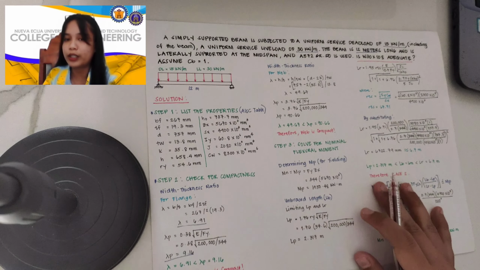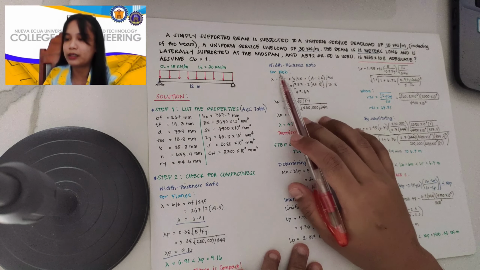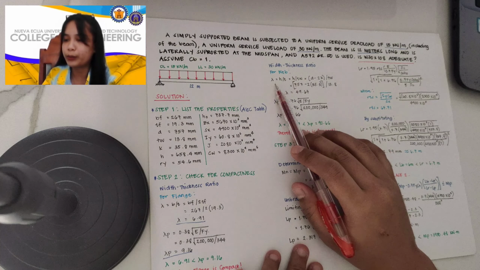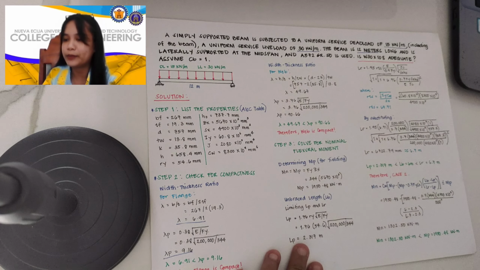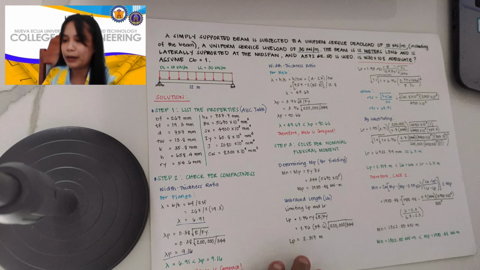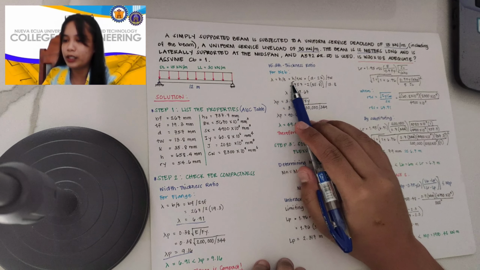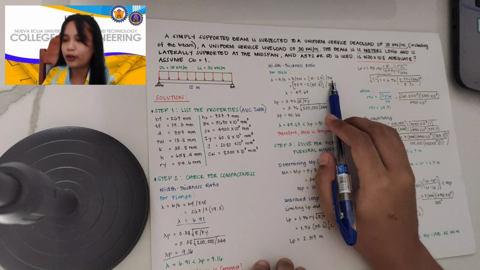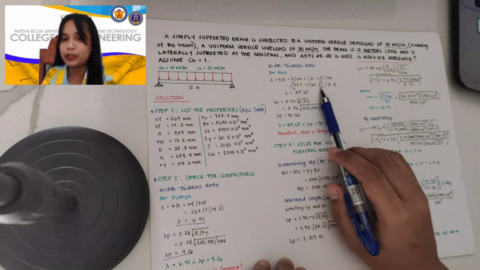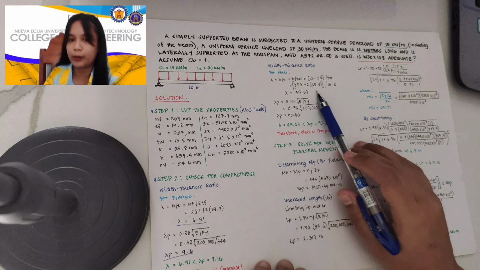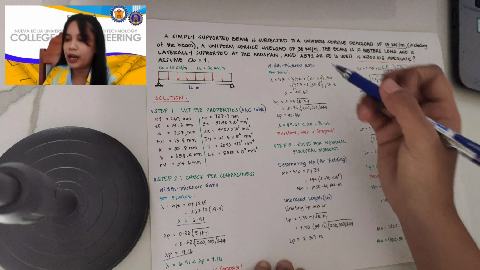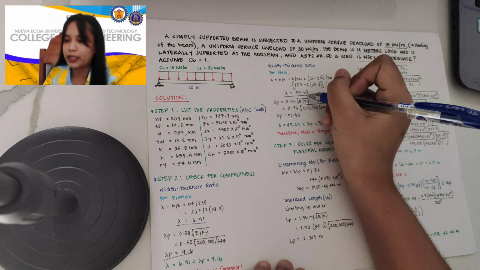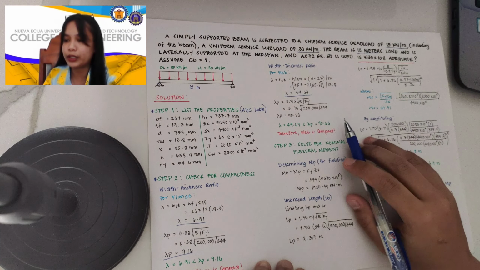So for the stiffened elements, which is the web, for width thickness ratio of web, lambda is equal to D over 2K all over TW. So by substituting the given value to the given formula, we'll be having the lambda is equal to 49.67.